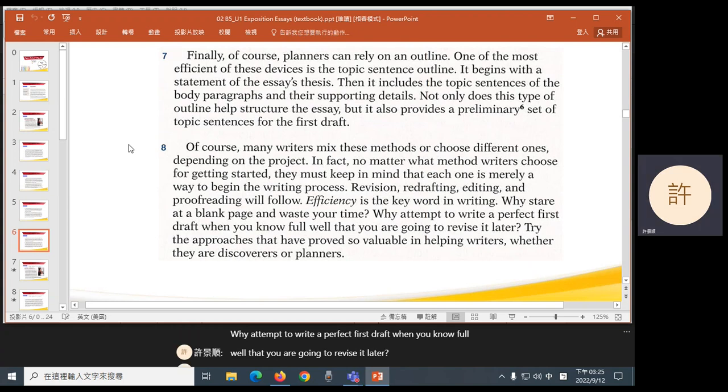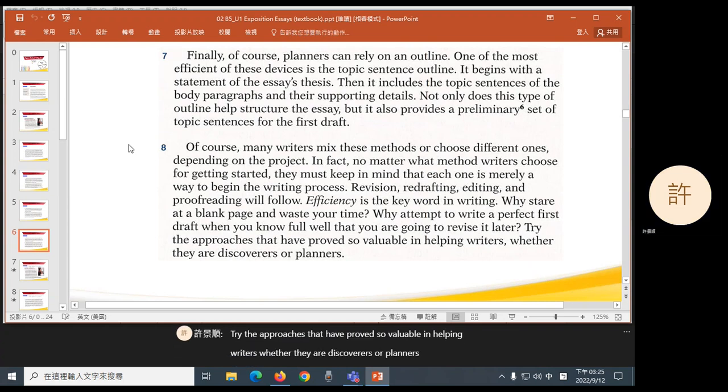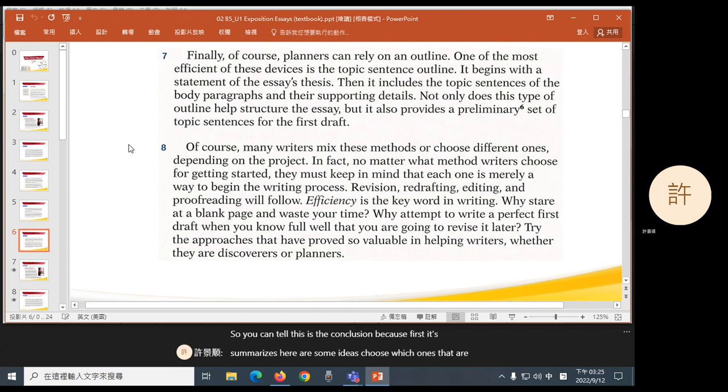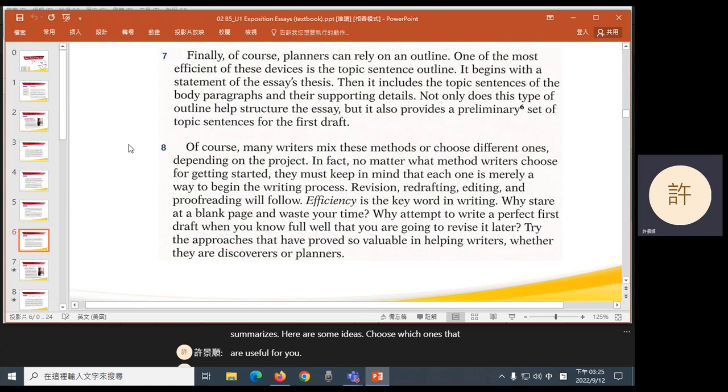Try the approaches that have proved so valuable in helping writers, whether they are discoverers or planners. So you can tell this is the conclusion because first it summarizes. Here are some ideas, choose which ones are useful for you. Then it starts pushing the reader toward the future, right? This is just the beginning. To write an essay, you have so many more things you have to do later.